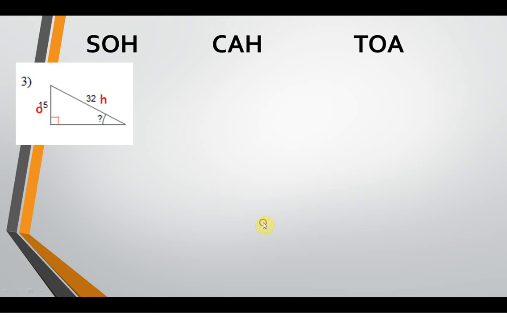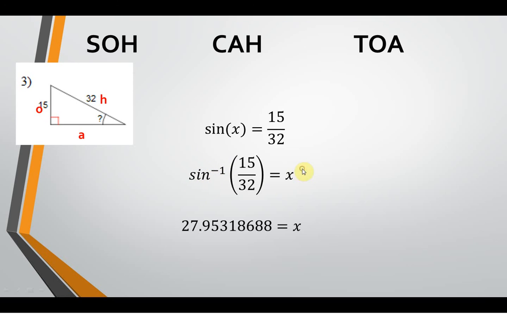Last one, O and H. A is irrelevant. I have nothing there. So I have sine of x equals 15 over 32. And again, you're going to do the inverse of sine this time, not the inverse of tangent. And out pops a number. So that is how you do this stuff.